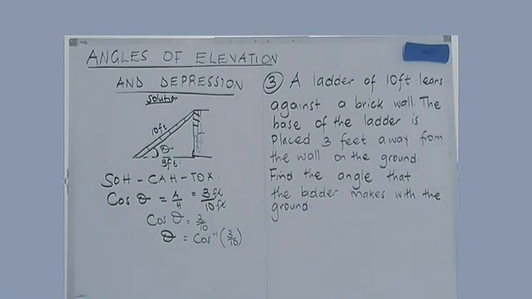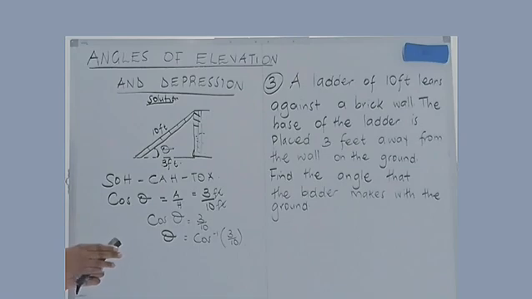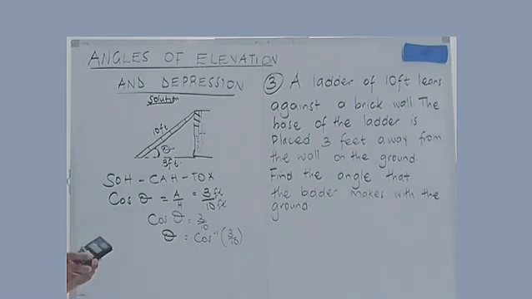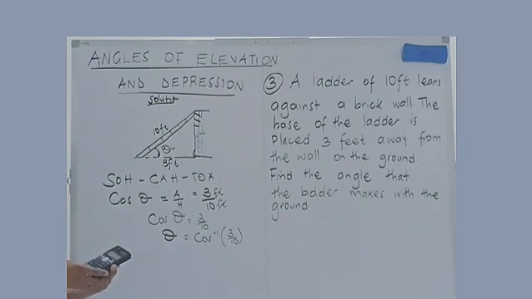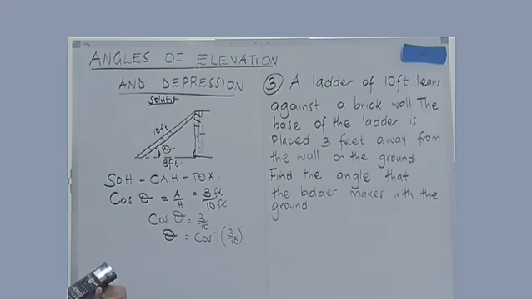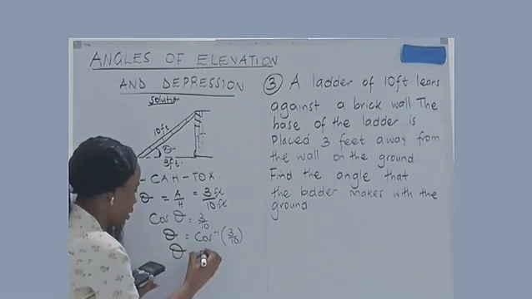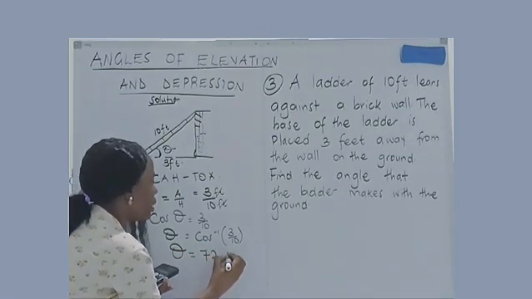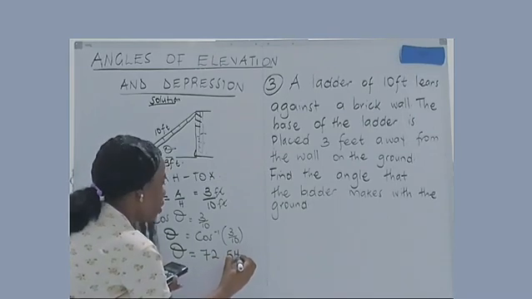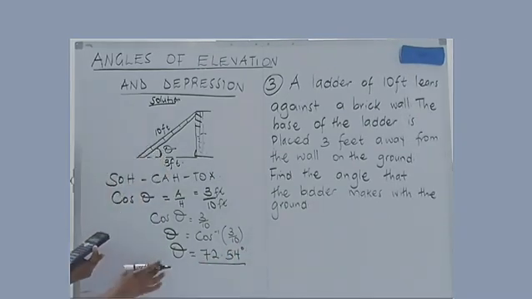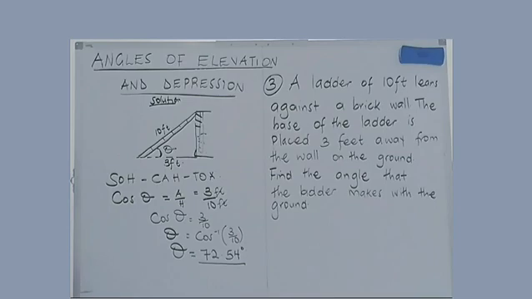So you will have your calculator, you press shift, then cos. It will bring cos inverse. Then you open brackets and put 0.3. So you will have your angle theta equal to 72.54 degrees. So this is the angle that the ladder makes with the ground.